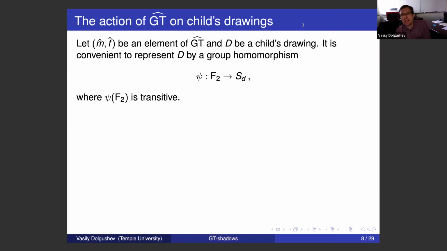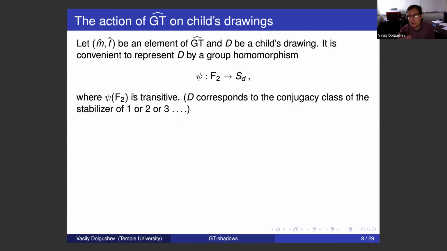Now let me explain how GT hat acts on Child's drawings. I'm going to start with this element, a pair: m hat and a Child's drawing D. For the purposes of the action, it's convenient to represent D by a group homomorphism from F2 to SD, where the image is transitive.